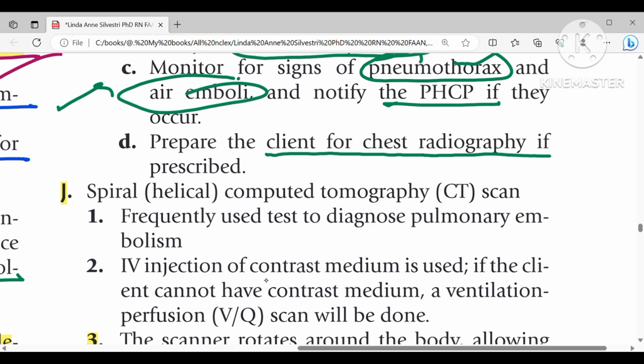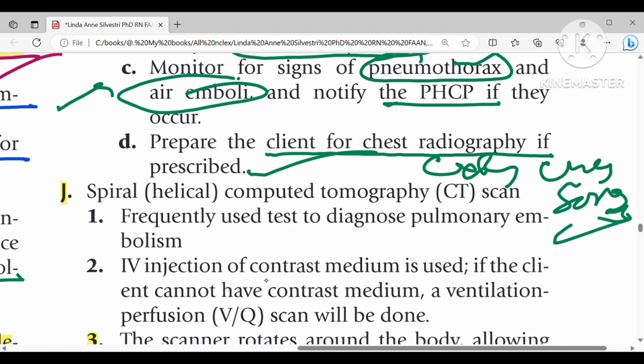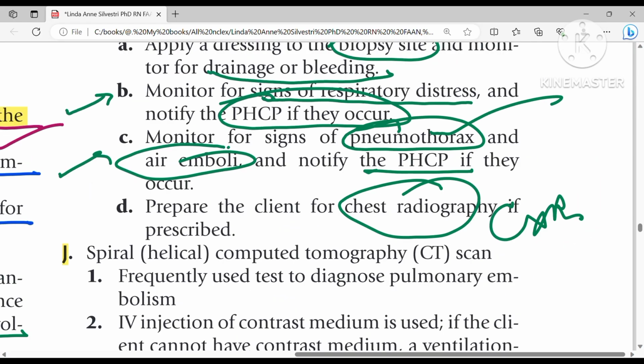Prepare the client for chest radiography if prescribed. If the doctor asks after the procedure, we can send the patient for a chest X-ray, chest sonography, or a CT thorax, so we can look for signs of any pneumothorax.